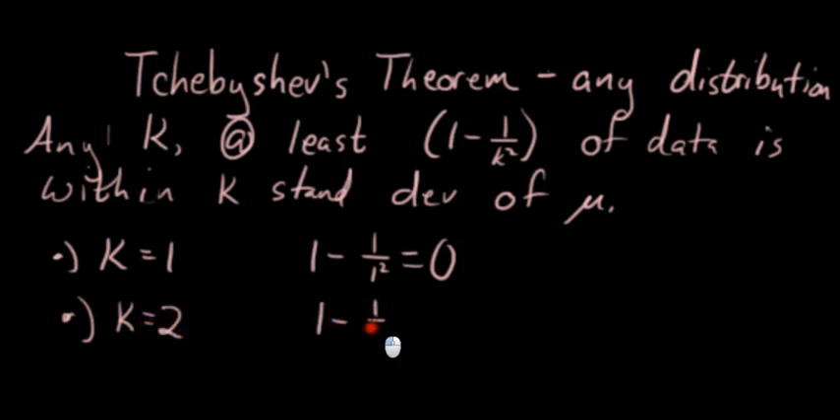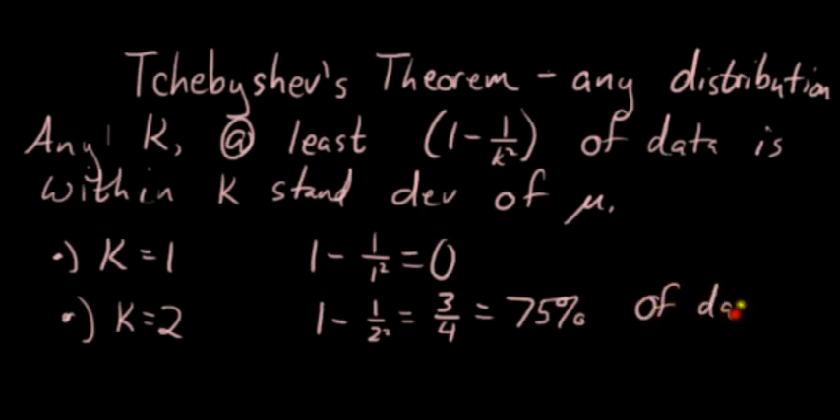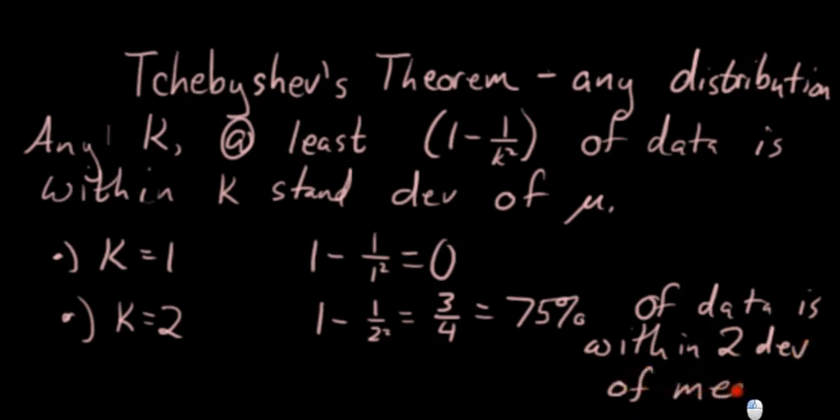So 1 minus 1 over 2 squared. 1 over 2 squared is a fourth. 1 minus a fourth is 3/4, which is 75%. So for any distribution, 75% of the data is within 2 standard deviations of the mean. Okay, that seems useful. Not nearly as good as the 95% that we had for just the bell curve. But again, the power of Chebyshev's theorem is it works for any distribution whatsoever.